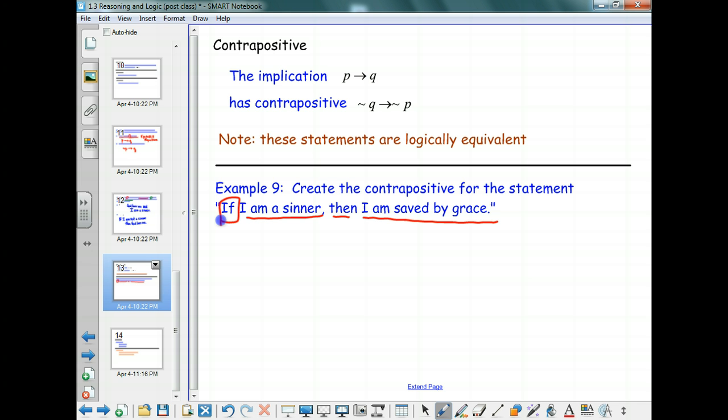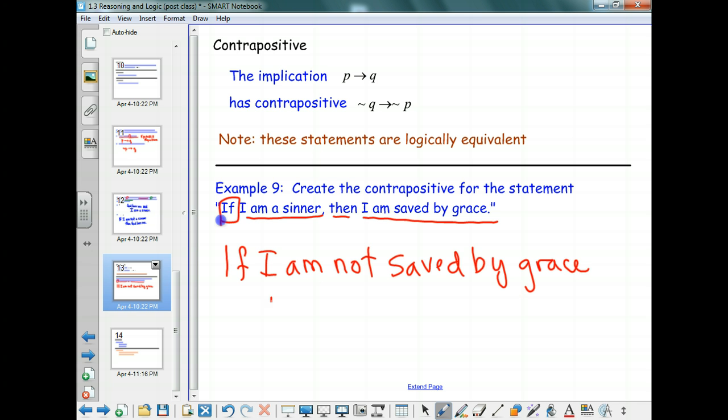So one of the things I need to do is switch the order, which means that the saved by grace part needs to move to the beginning, correct? So my if will still stay at the beginning. The saved by grace part comes to the beginning, but it needs to change. How? It needs to say not in there. So it says, if I am not saved by grace, then what? Then I am not a sinner.